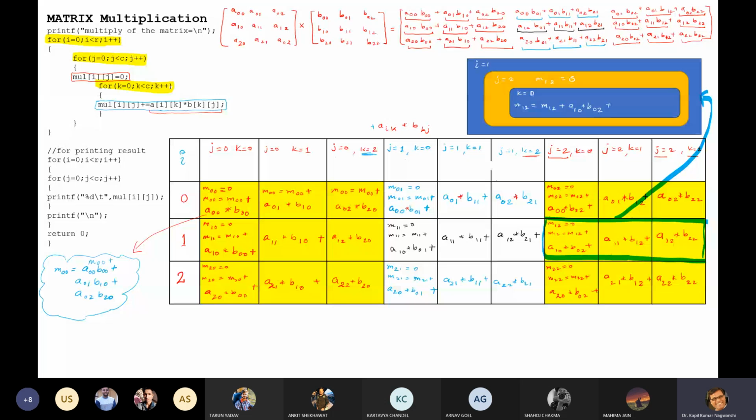So with this k equals 1, what happened? A i k: what is the value of i? I is 1 and k is also 1, multiplied by b k j: k is 1 and j is 2. So 1, 2. And then plus the next term, k equals 2. So in this k equals 2, what happened? A i k: i is 1, k is 2, multiplied by b k j: k is 2 and j is also 2. So likewise, this whole thing will be calculated.